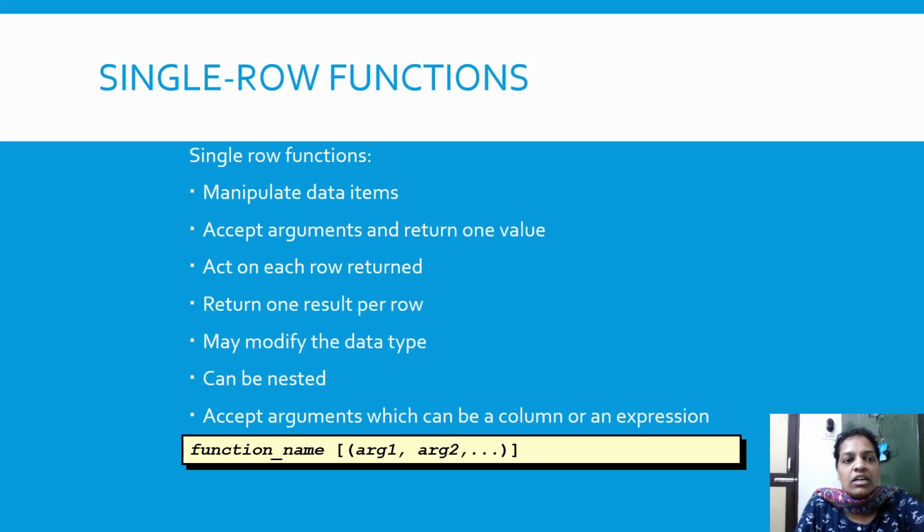When we take a single row function, it manipulates data items. It accepts a collection of arguments and returns one value as an output. It acts on each row returned, returns one result per row, and may modify the data type. It can be nested also. It accepts arguments which can be a column or an expression.